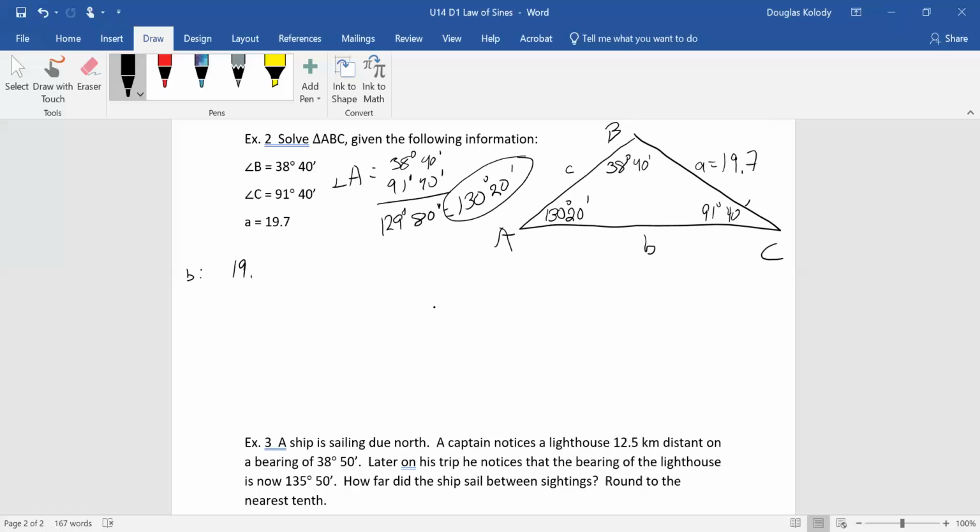Side A, which is 19.7, over the sine of angle A, which is 130 degrees and 20 minutes, equals, let's start with B. So side B over the sine of angle B, 38 degrees and 40 minutes. Through cross multiplication and division, we get B equals 19.7 times the sine of 38 degrees and 40 minutes divided by the sine of 130 degrees and 20 minutes.